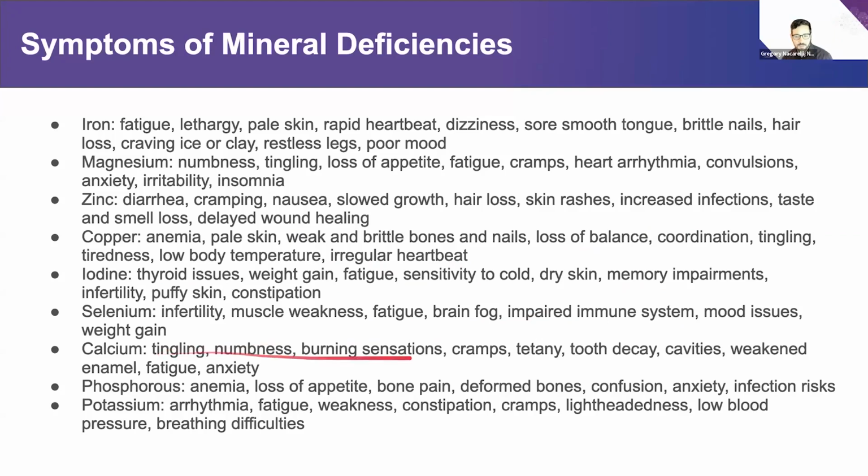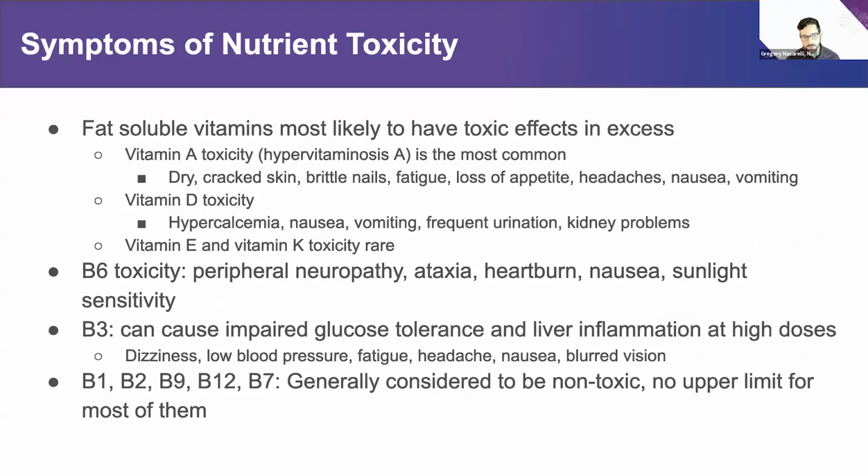For calcium, especially cramps, tetany, but then also bone issues, tooth decay, cavities, and then also some numbness and tingling. Phosphorus, pretty rare to be deficient unless you have some overt kidney issues. You can experience anemia, loss of appetite, bone pain, deformed bones. And then potassium, I'll see this actually common on just regular traditional labs. You'll see people with very abnormal potassium, either high or low: arrhythmia, fatigue, weakness, constipation, low blood pressure, and breathing difficulties. And then very briefly, those are all the deficiency symptoms.